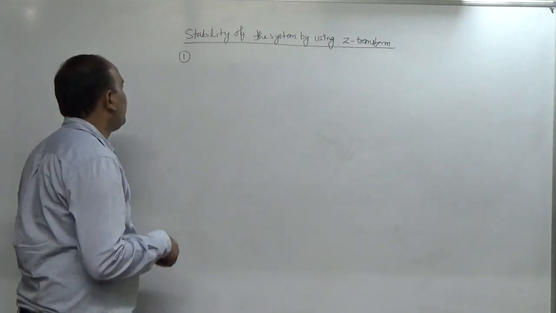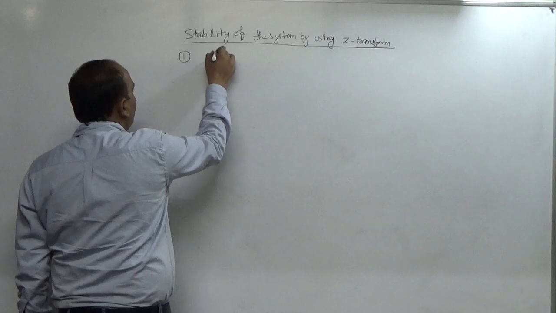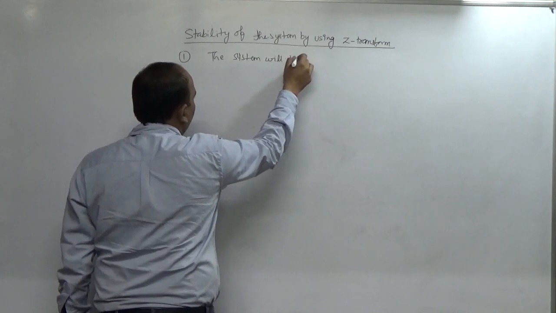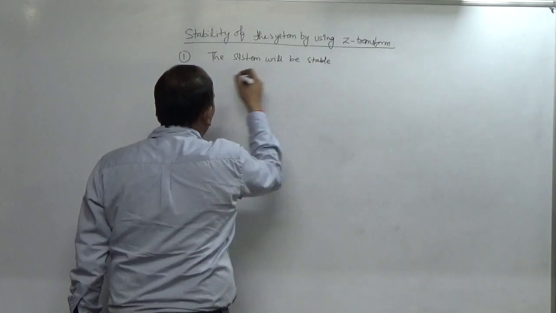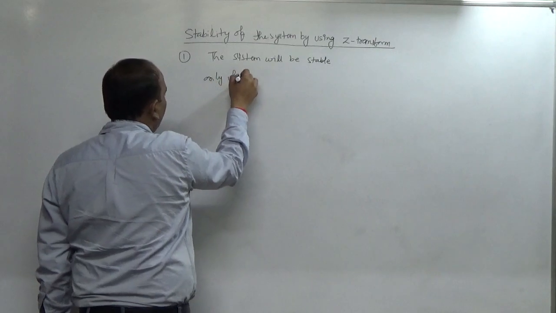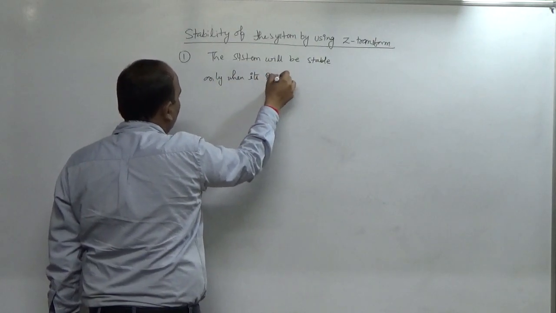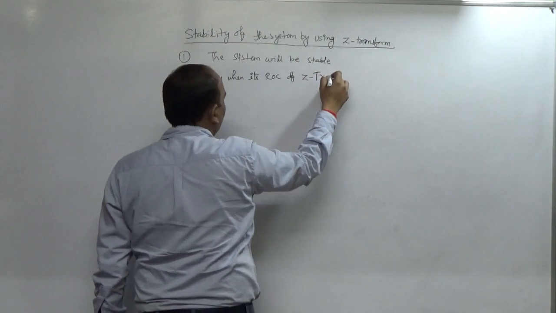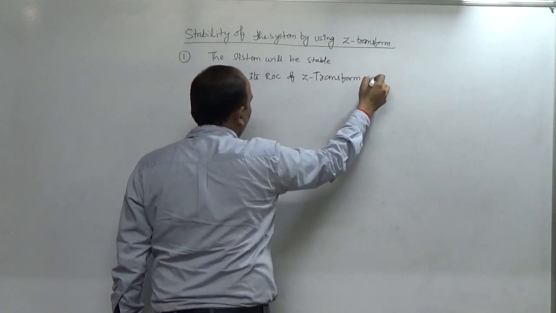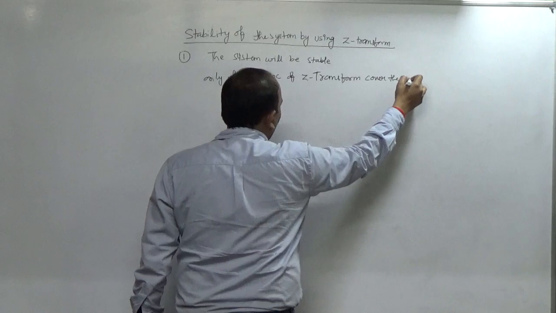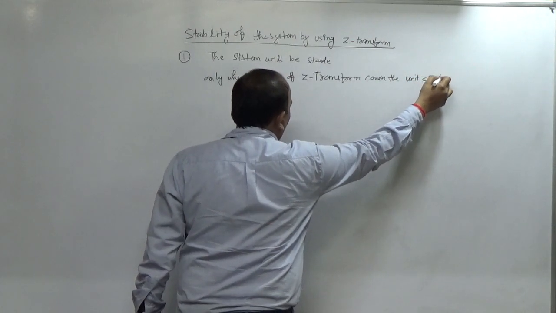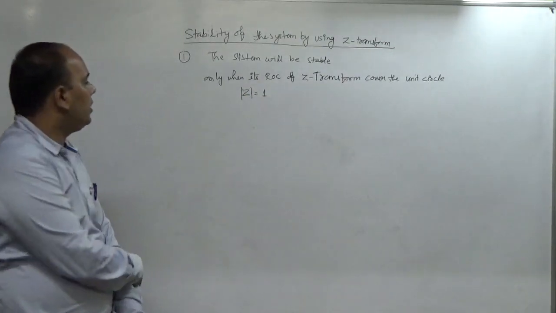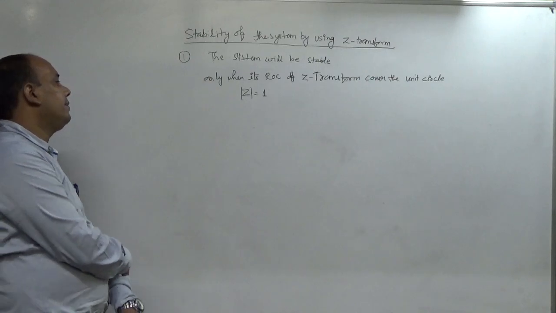So I am writing here: the system will be stable only when the ROC of its Z transform covers the unit circle, |Z| equals 1. Okay. If |Z| equals 1 is not covered, then the system will be unstable.